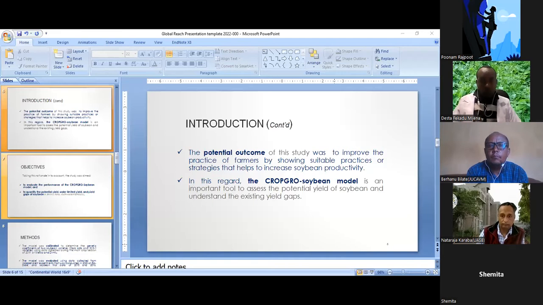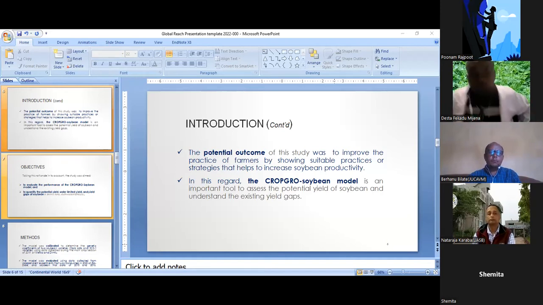My research topic focuses on quantifying potential yield and the yield gaps of soybean using the CROPGRO model in the humid tropics of southwest Ethiopia.